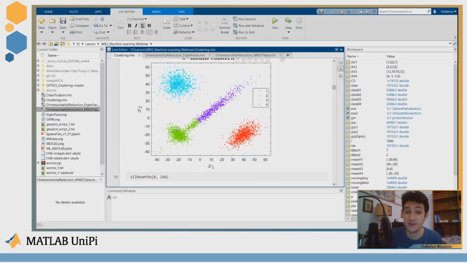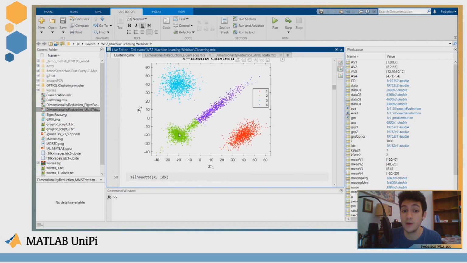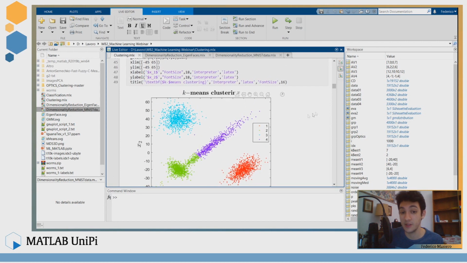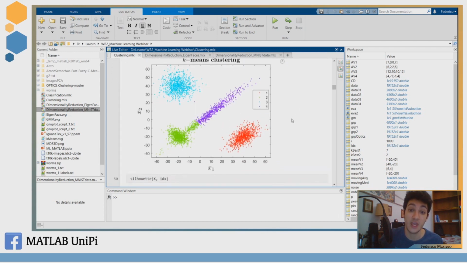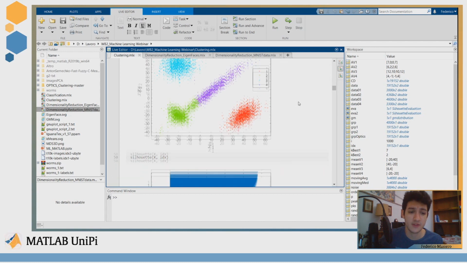Of course, you can see that since this is a hard clustering method with superimposed clusters, it's very difficult to deal with. An alternative could be to use fuzzy c-means, which is a soft clustering version of k-means. This is also present as a built-in function of MATLAB, but does not belong to this basic toolbox of machine learning. You should download another toolbox to have it.